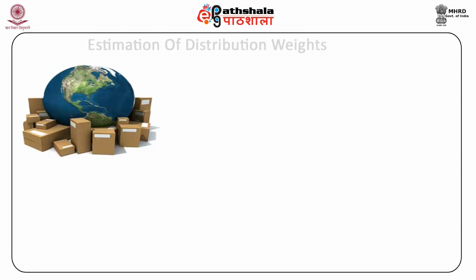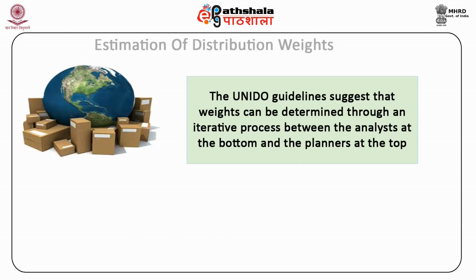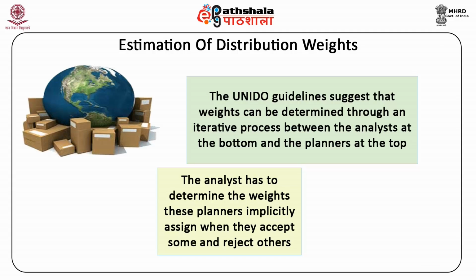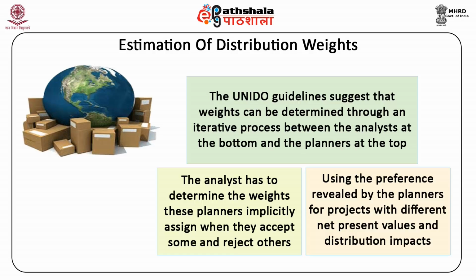Estimation of distribution weights. The UNIDO guidelines suggest that weights can be determined through an iterative process between the analyst at the bottom and the planners at the top. The analyst has to determine the weights these planners implicitly assign when they accept some projects and reject others, using the preference revealed by the planners for projects with different net present values and distribution impacts.